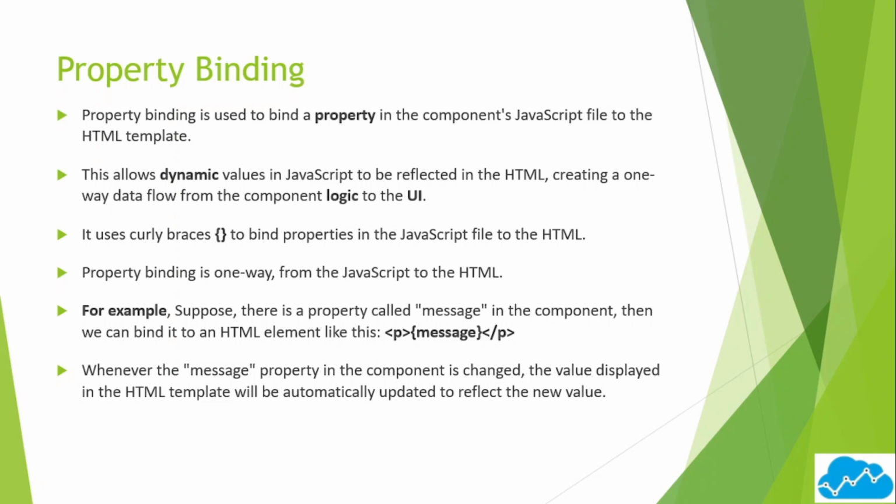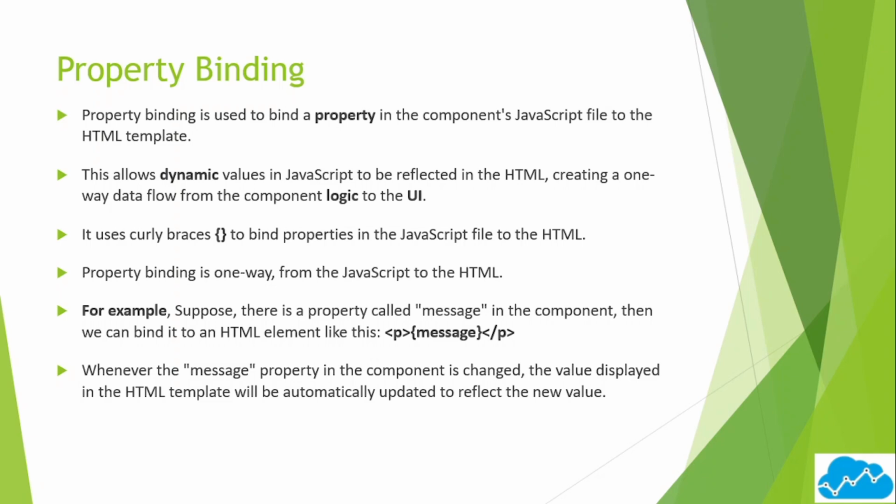So it is providing the dynamic flow of data whenever we are updating the property. By default this data is getting reflected on the UI. It uses curly braces to bind properties in the JavaScript file to HTML. Property binding is one way, from JavaScript to HTML.